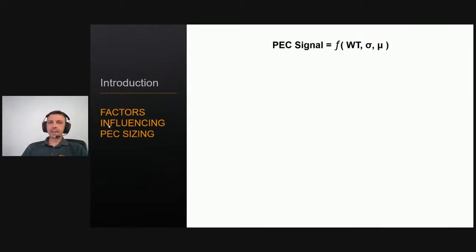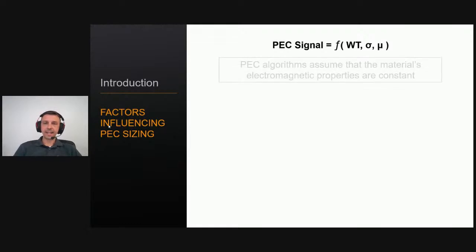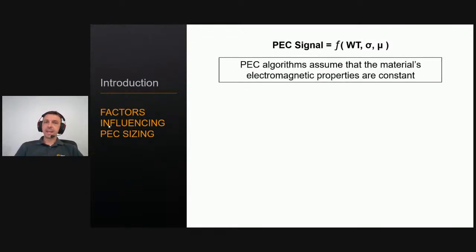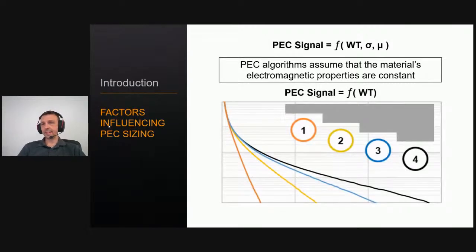So the PEC signal is mainly a function of the wall thickness, the conductivity, and the permeability of the material. The PEC algorithms always assume that the material electromagnetic properties are constant, which means that the only parameter that changes should be the wall thickness.